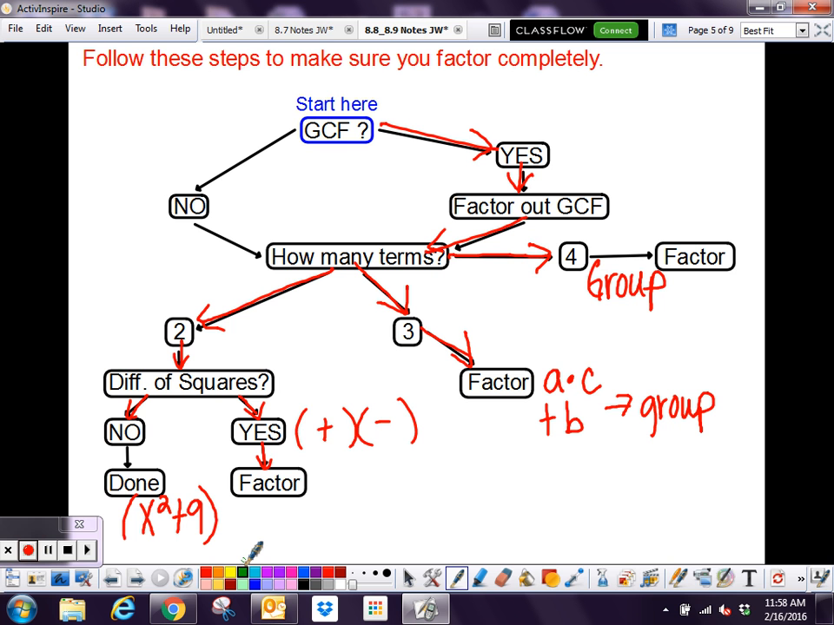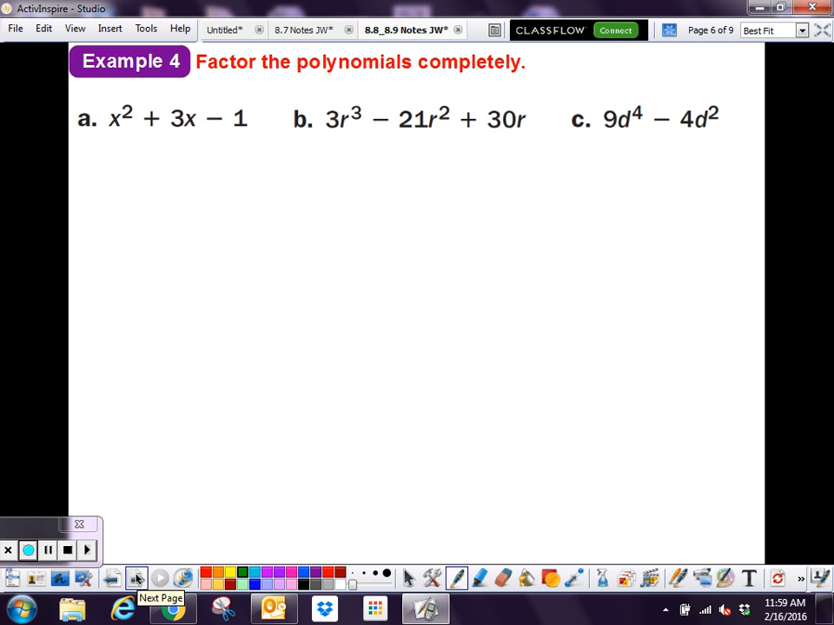Now on the flip side of all of this, if you start with a GCF and there is no GCF, you go straight to how many terms there are. Okay, 4 terms you group, 3 terms, A times C adds up to B, 2 terms, check to see if it's a difference of squares. Y'all are already used to doing this. We're just adding the difference of squares part in today. Okay, so this really should be pretty simple for you. All right, now we're going to do these problems together just for some practice.